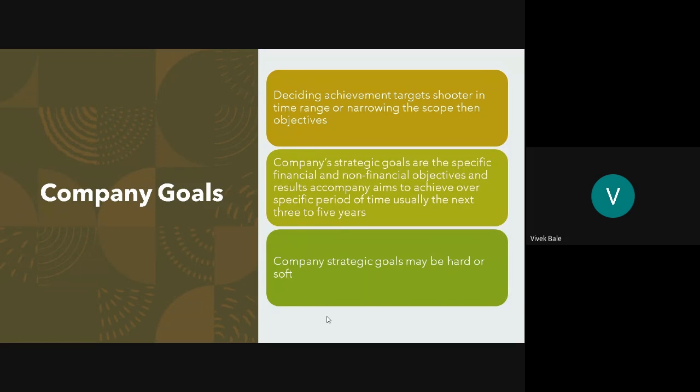So here the efforts of the company are currently aimed at making achievable targets as well as deciding the financial as well as non-financial goals for the company. As I already spoke to you, financial and non-financial goals.